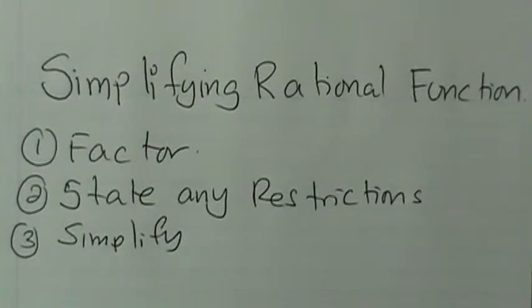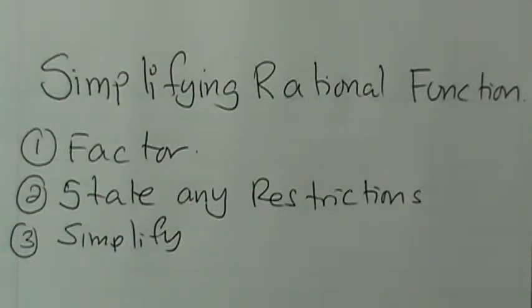The second step is stating any restrictions for the variable that are located at the bottom of a rational function, because we do not want to have 0 in the bottom of any rational function. Then last would be your third step, simplifying. Simplifying top to bottom, left to right, one piece at a time.